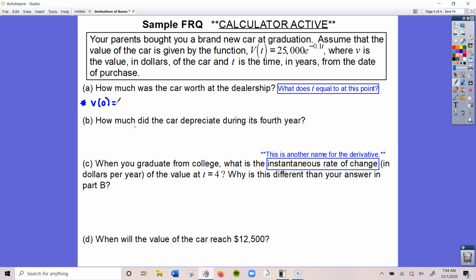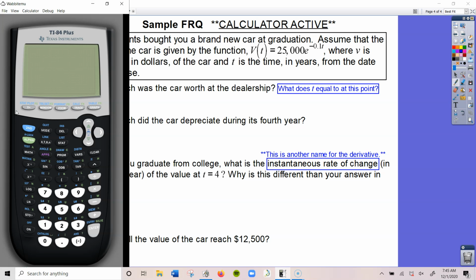So now I'm going to go to my calculator. I'm going to go to my y equals, maybe I should turn it on, and I'm going to go ahead and plug in this function. So 25,000 e raised to the negative 0.1 t, so remember we just put x. And also remember, whenever you're using the negative symbol, don't use the minus sign or you're going to get a syntax error. There's this symbol here that represents the negative symbol.